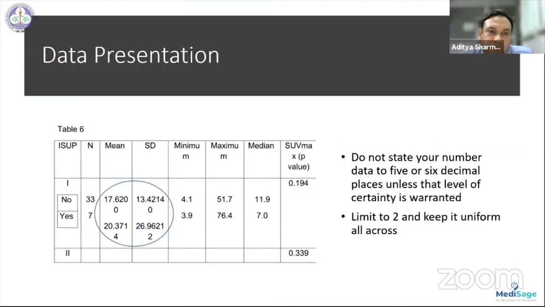Coming to the results, whenever you are representing your data, and this is from one of the recent theses which I was editing, it immediately puts off the reviewer when you are presenting data up to 4 to 5 decimal places. So limit it to 2 and keep it uniform all across. If you are using 1 decimal place, keep it to 1. If you are using 2, keep it to 2.